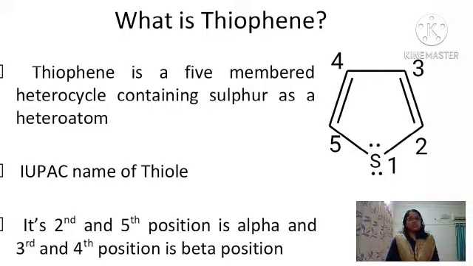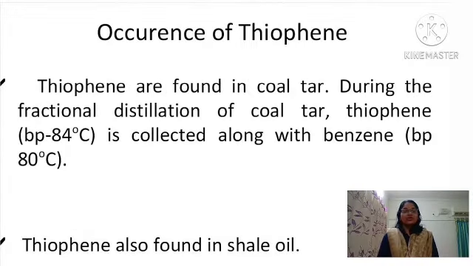And coming to the positions of thiophene, the second and fifth positions are termed the alpha positions, and the third and fourth positions are termed the beta positions in thiophene. So coming to the next topic, that is where thiophene occurs. Thiophene mainly occurs in coal tar.